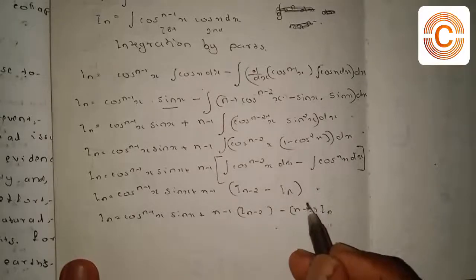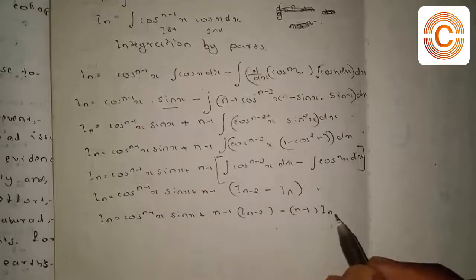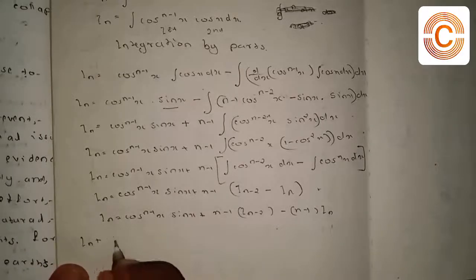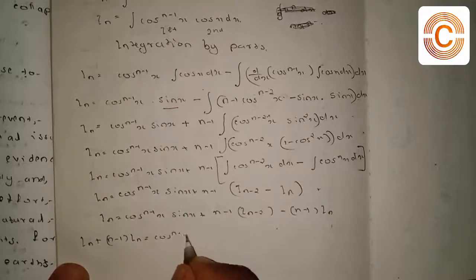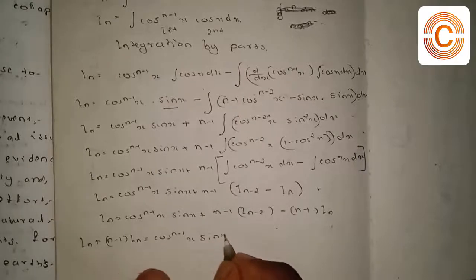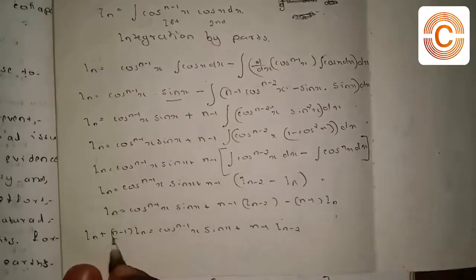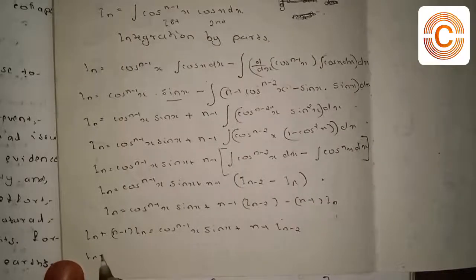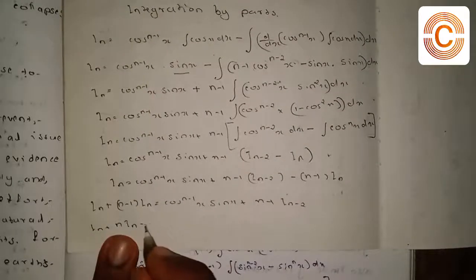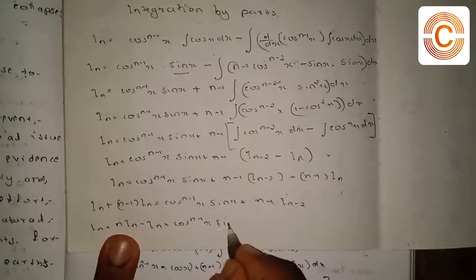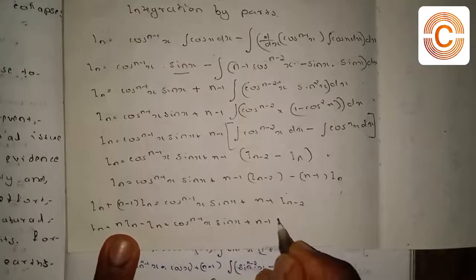(n-1) times I_(n-2) minus (n-1) times I_n. Then take the term minus (n-1)I_n from the right hand side to the left hand side, and we get I_n plus (n-1)I_n equal to cos^(n-1)x sin x plus (n-1)I_(n-2). Then open the bracket, I_n plus nI_n minus I_n is equal to cos^(n-1)x sin x plus (n-1)I_(n-2).